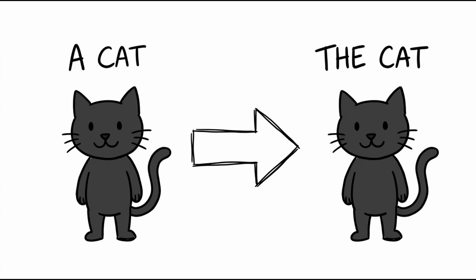You use the whenever both you and the listener already know precisely which specific thing you're talking about. Maybe it's because there's only one in the room, like the door. Maybe it's because there's only one in the entire world, like the sun, or the moon. Or maybe it's simply because you already mentioned it earlier in the conversation. If you say, I saw a cat yesterday, the cat was black, you switch to the the second time, because your friend now knows exactly which cat you're referring to, the specific one you saw the day before.